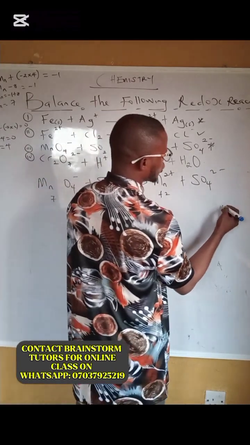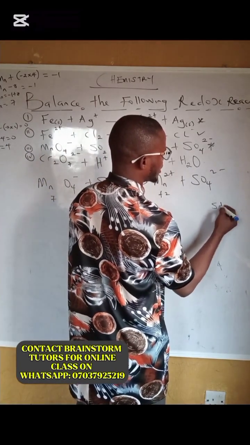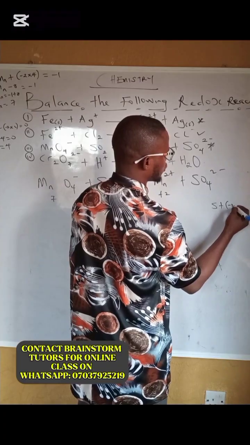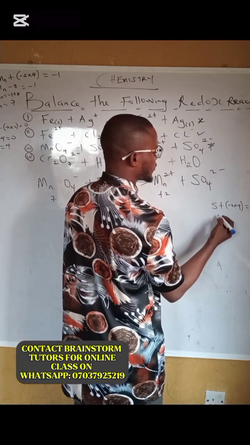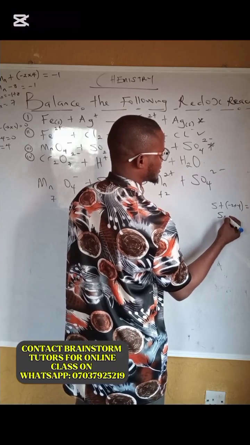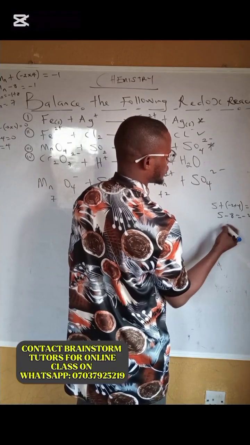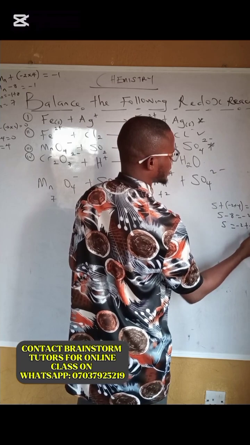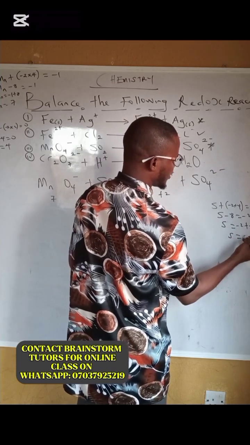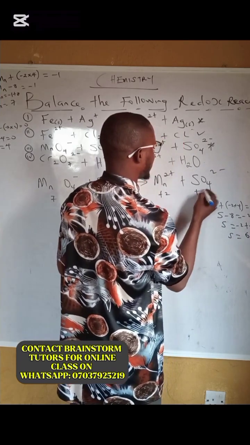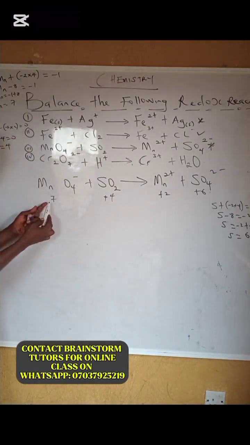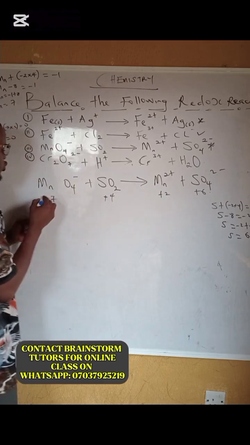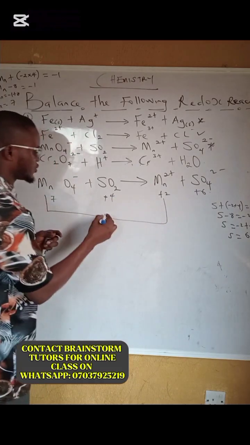So now here we have S equals 4, and the same thing I'm also going to do here. I'm going to find the oxidation number of sulfur here. I'm going to have minus 2 times 4, which is equal to minus 2 because it must be equal to the charge that we have here. Then I have S minus 8 equals minus 2. Then S equals minus 2 plus 8, which will give me 6. So the oxidation number of this is 6. Now, we move on. You can see that the oxidation number of manganese that we have here is 7, while here it is plus 2. So this reaction here is reduction.